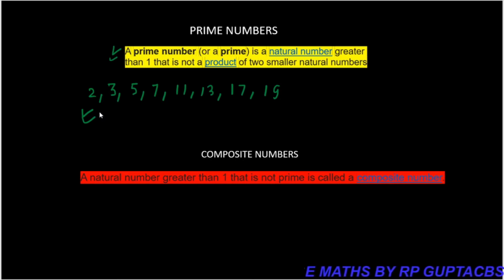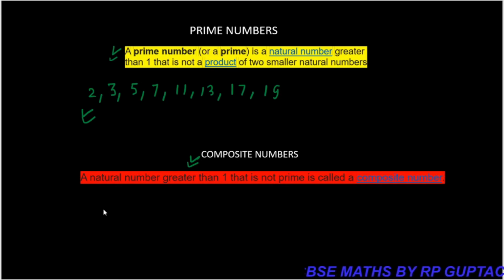After the prime numbers, here is another kind of number, that is the composite numbers. Now what is the composite number? What is the definition? A natural number greater than 1 that is not a prime is called a composite number. What it means? Any natural number more than 1 which is not a prime number is called a composite number.